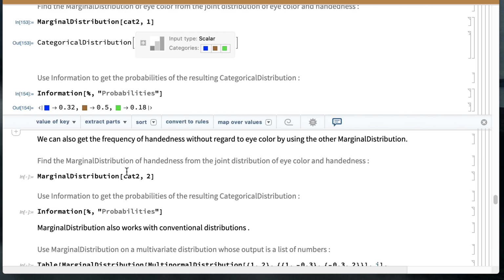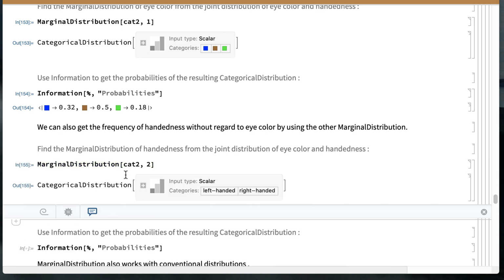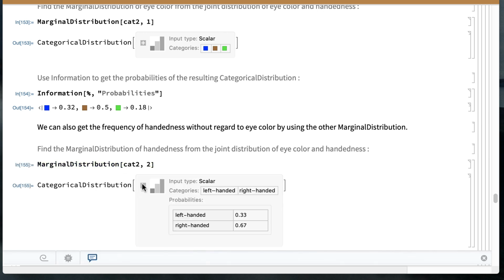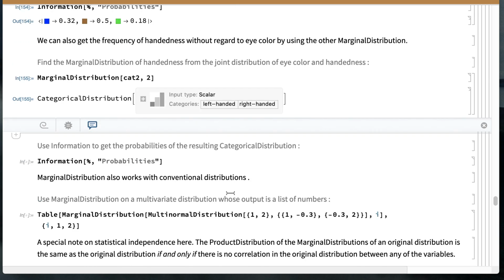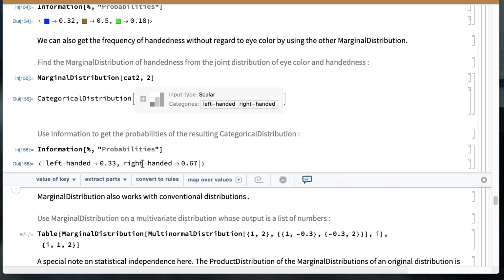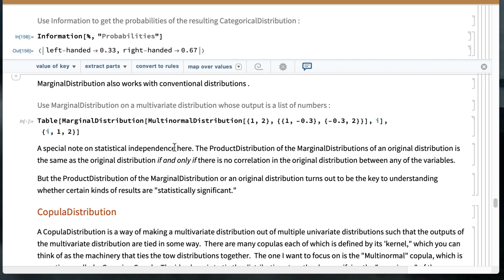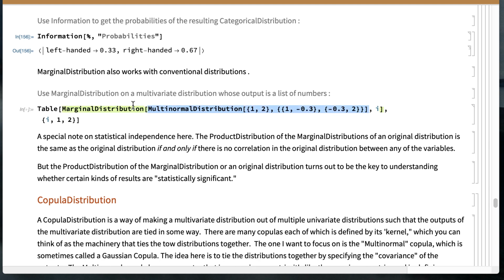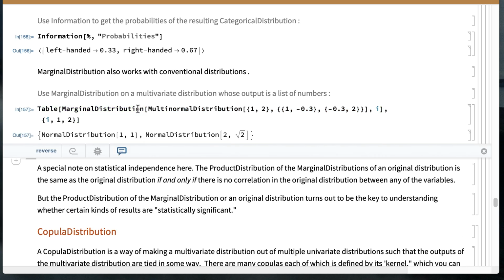Or we want to know, look, I don't care about what your eye color is. I want to know about your handedness. And so we get a different categorical distribution, and it's telling us the population is 33% left-handed and 67% right-handed. Okay? We can get that programmatically. What else can we do? We can get marginal distributions on a continuous distribution. Here's our multi-normal distribution again, and we've recovered the marginals.